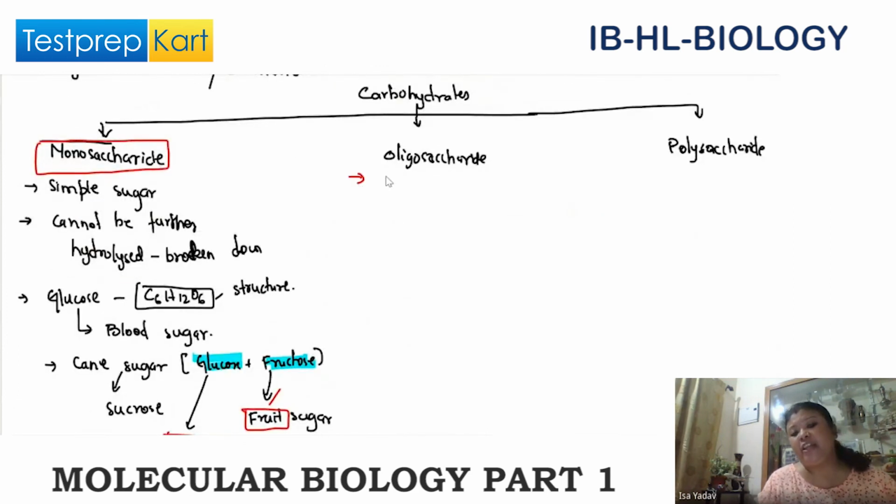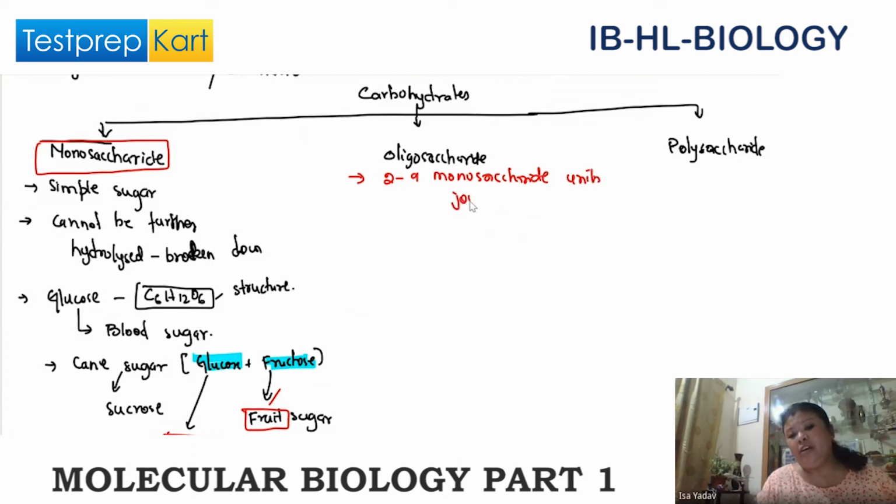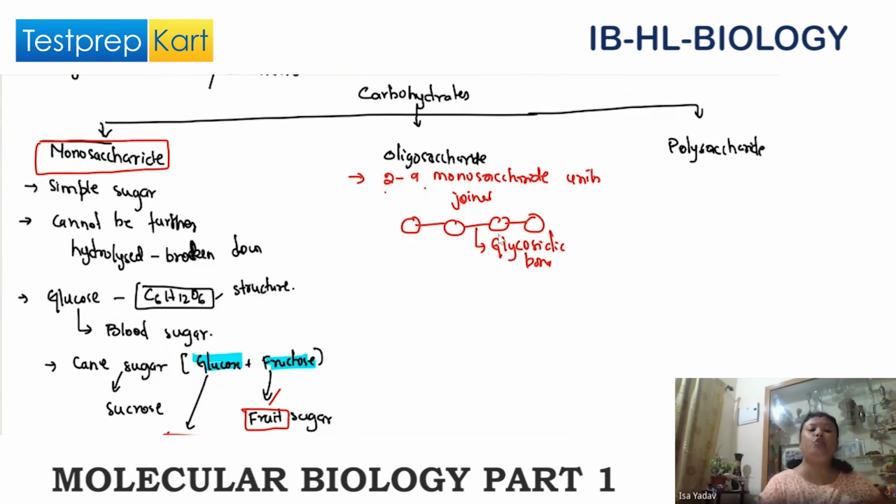Oligosaccharides will contain 2 to 9 monosaccharide units joined together. How many? 2 to 9 monosaccharides. When they are joined by what bond? They are joined by a bond called the glycosidic bond. When 2 to 9 monosaccharide units are joined, they form an oligosaccharide.